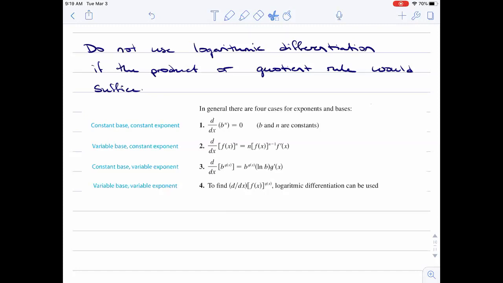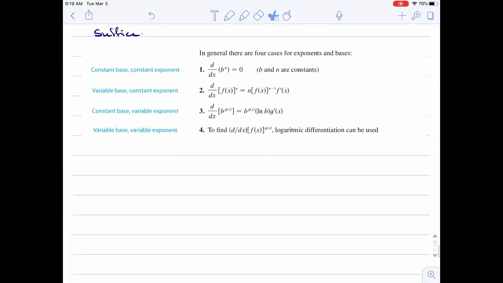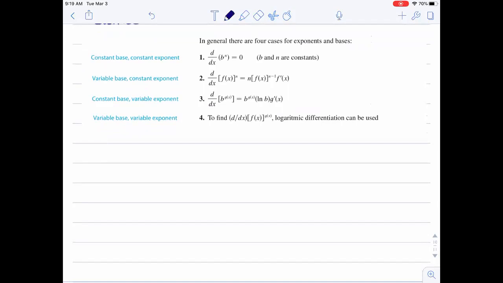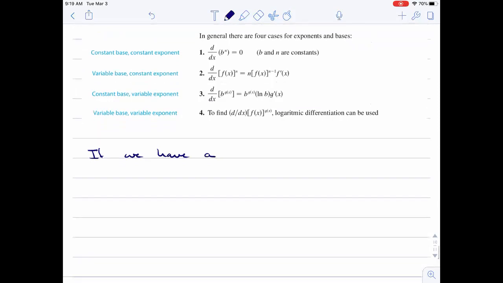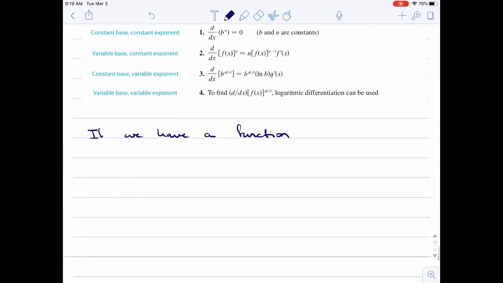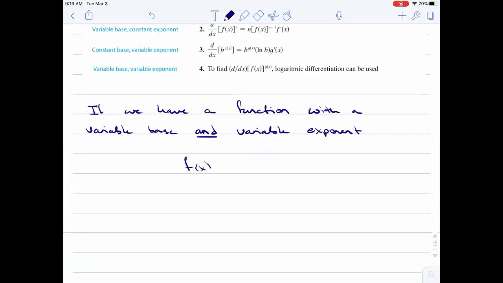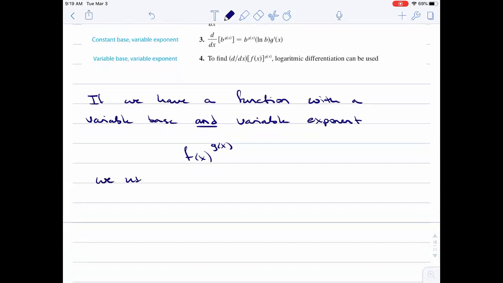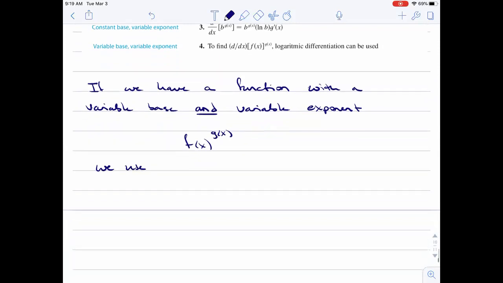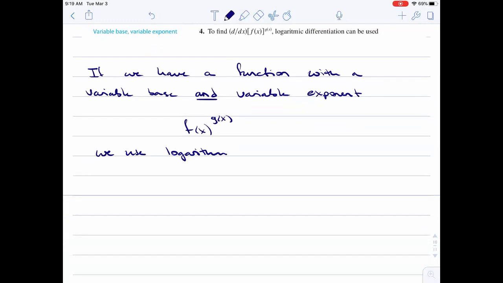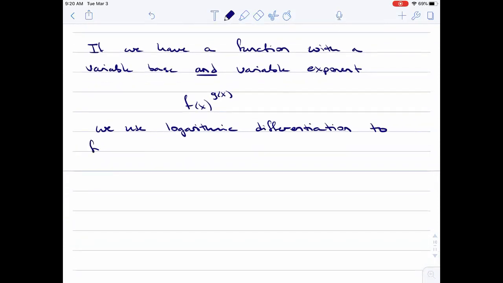And so, in the case that we have a function with a variable base and variable exponent, for example, f of x to the power of g of x, we use logarithmic differentiation to find the derivative.